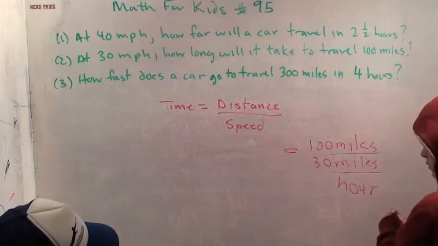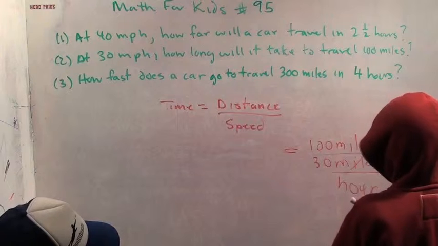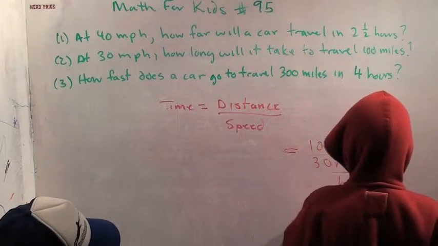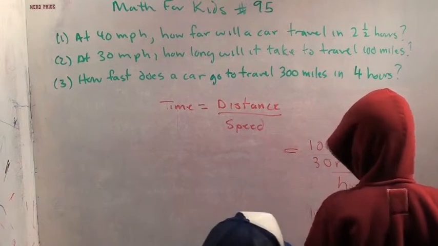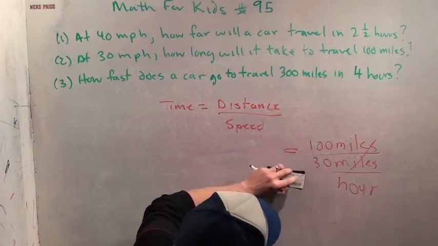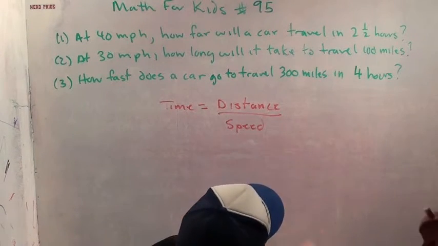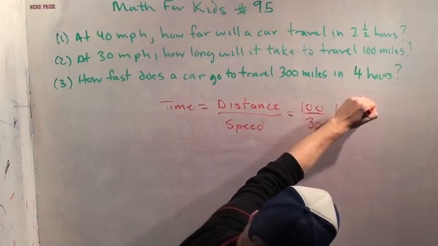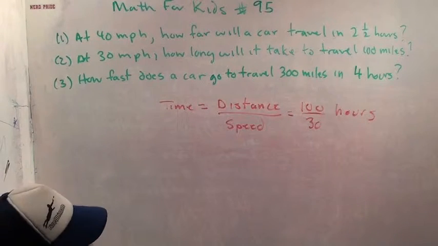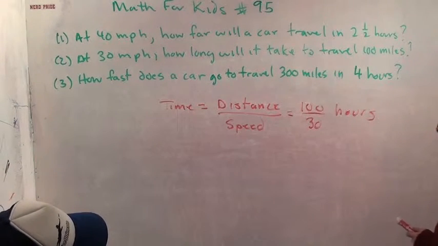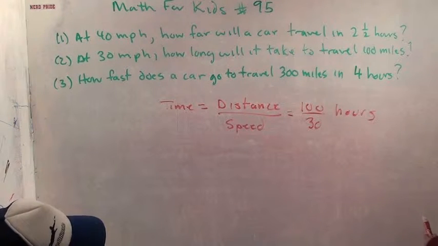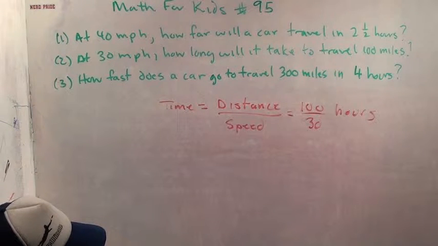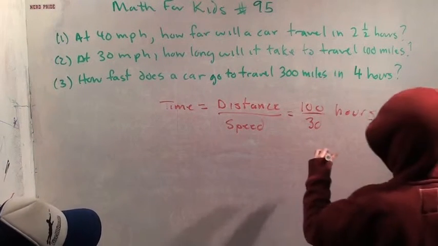The miles cancel, and what are you left with? 100 divided by 30 times the hour. So let's say this is 100 divided by 30 hours. Okay, and how is that going to simplify? Well, it's 10 divided by 3, which is what? 10 divided by 3 is 3 1/3. Okay, so write that, 3 1/3 hours.